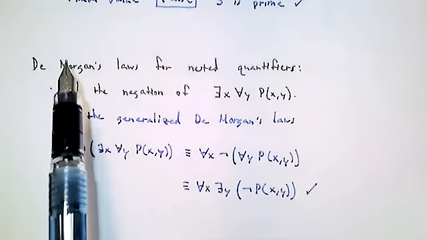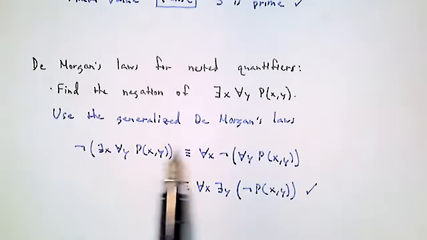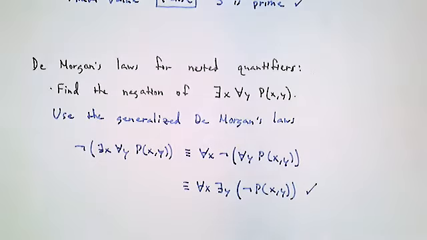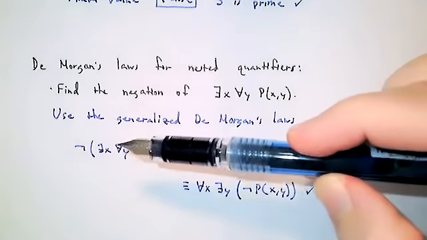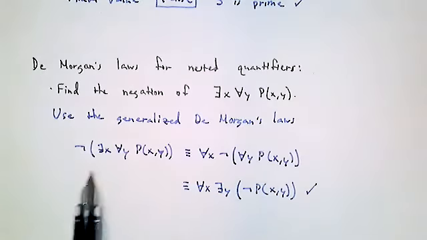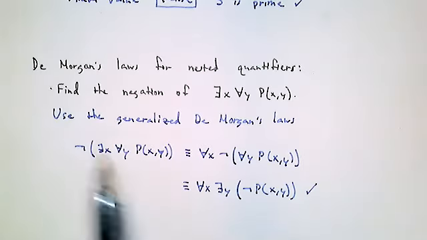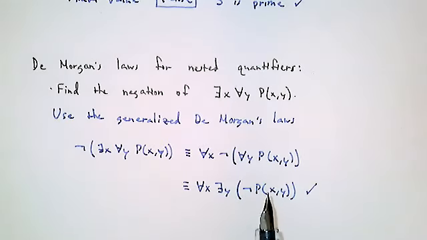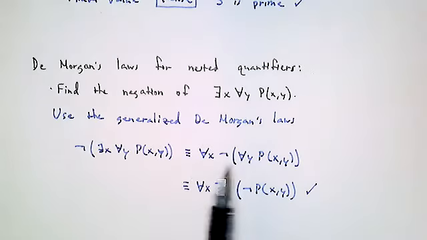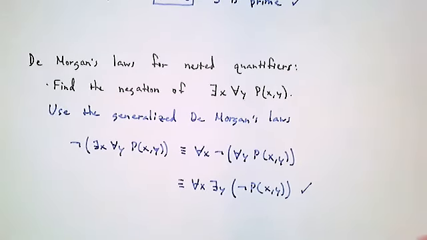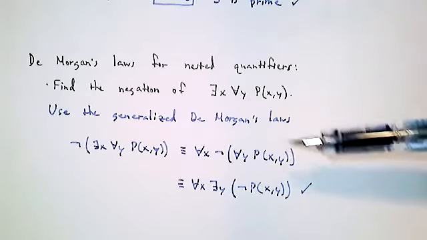So the way that De Morgan's laws will work with nested quantifiers is that you're going to switch all of the quantifiers. So the E became an A, the A became an E, and then you move the negation all the way to the inside. So on your homework, you could do this all in one step. You don't have to do all of them. Any questions about that?